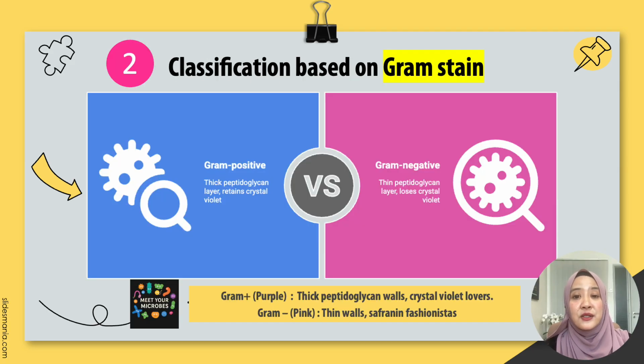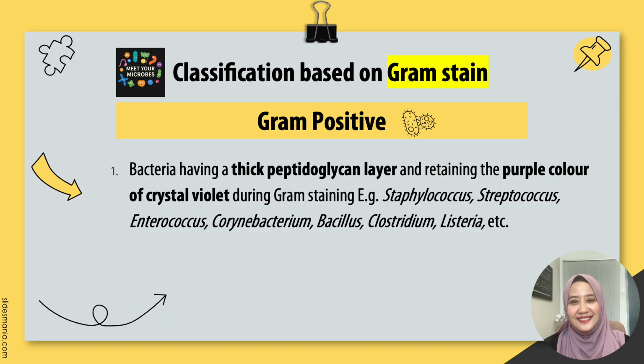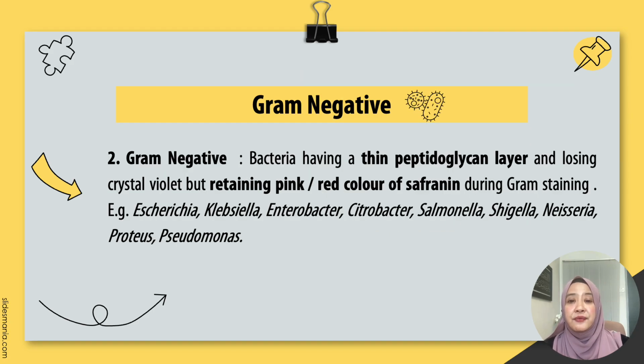One of the most fundamental ways to separate or classify bacteria is via gram stain, whereby this procedure allows us to separate organisms based on their peptidoglycan layer. So organisms are either gram-positive or gram-negative. A gram-positive organism is a bacteria that has a thick peptidoglycan layer which enables it to retain the purple color of the crystal violet stain that is used during the gram staining procedure. Examples of gram-positive organisms include Staphylococcus, Streptococcus, Enterococcus, Corynebacterium, Bacillus, Clostridium, and Listeria.